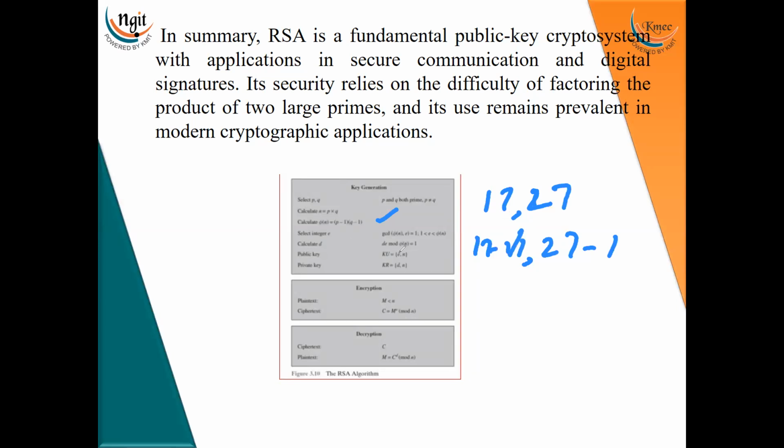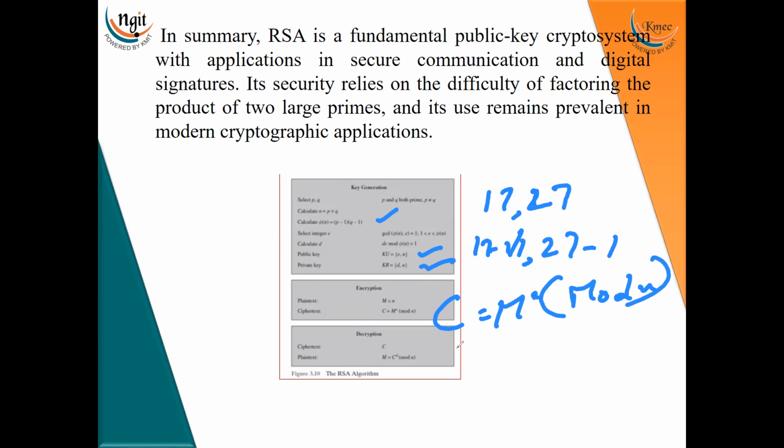Then we implement the public key formula, and then the private key formula. And for encryption, what is meant by encryption? In encryption, the plain text is converted into ciphertext using the formula C equals M power E mod N, where N is the modulus and E is the exponent.